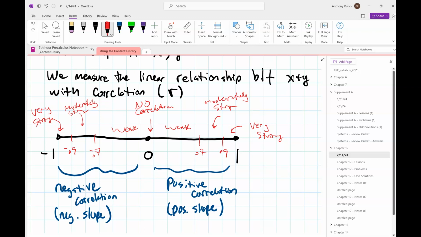Does that feel okay there? So that's just telling us how we're going to use that number. We haven't talked about how to calculate that number at all.